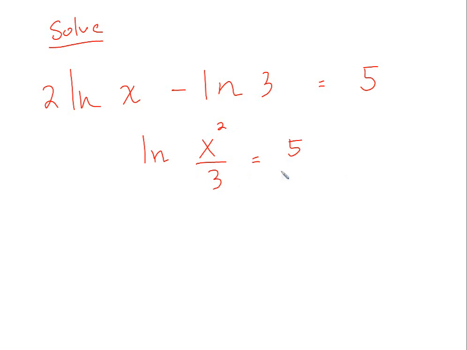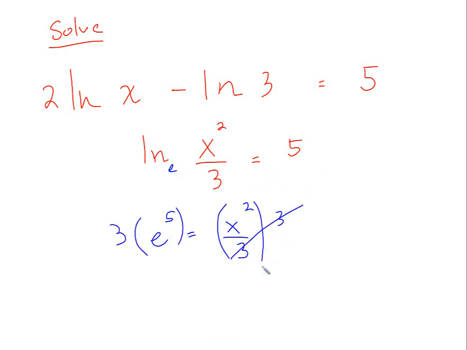Once you've condensed it, now we can change this to exponent form. Now remember, for a natural log, the base is always e. So when you convert this, this is e to the 5th power is equal to x squared over 3. Then we're just going to do the algebra, so we multiply both sides by 3. That's gone right there. So we get x squared is equal to 3 times e to the 5th power. And then we square root both sides.